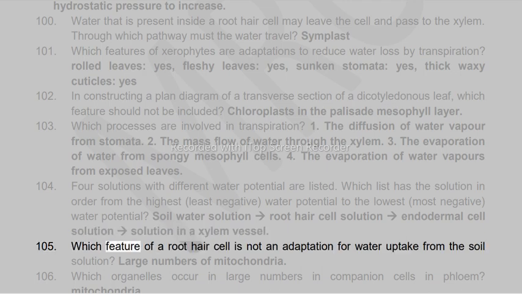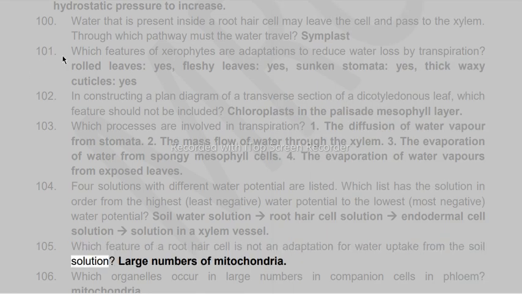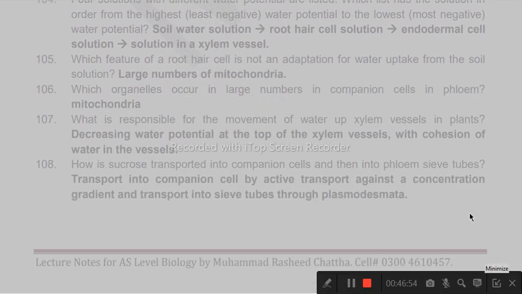105. Which feature of a root hair cell is not an adaptation for water uptake from the soil solution? Large numbers of mitochondria.